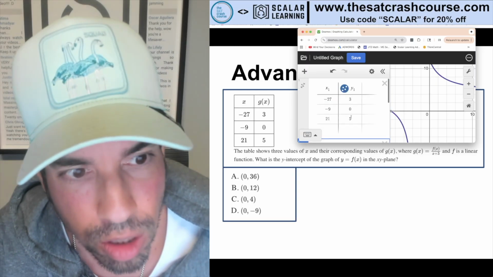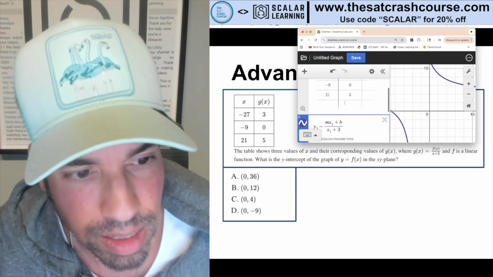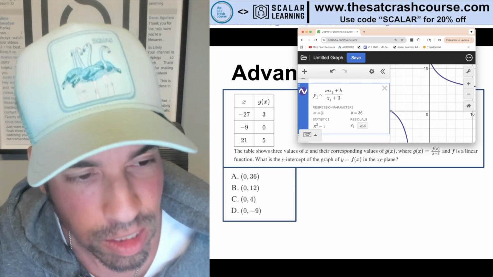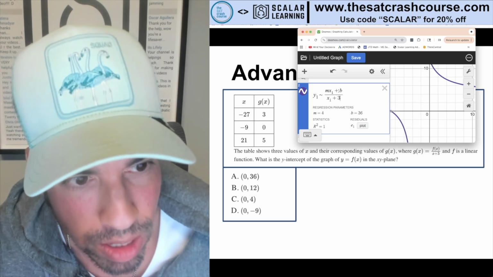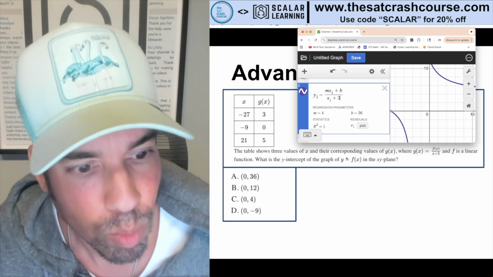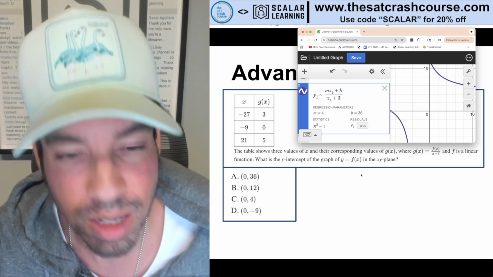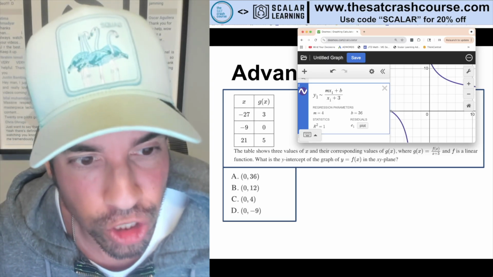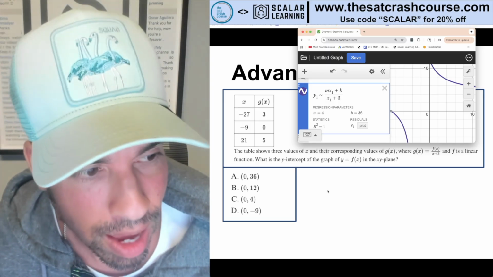Look at this. Look how fast that is. By recognizing that that's linear and by plugging this in, it spits out my m value, which is that value, and my b value, which is 36. And what do they want to know? They want to know the y-intercept, which is my b value of a linear function. My answer is 36. A is the winner.